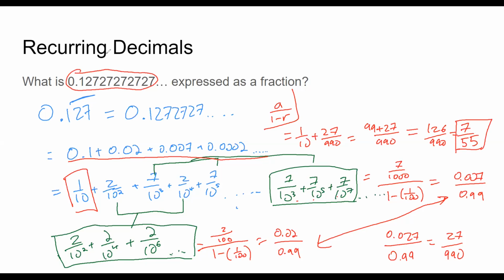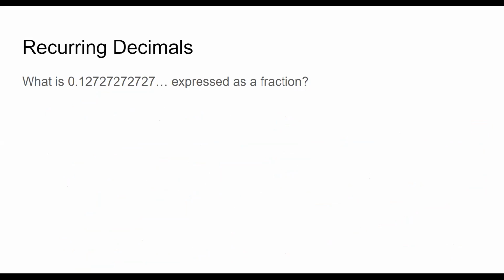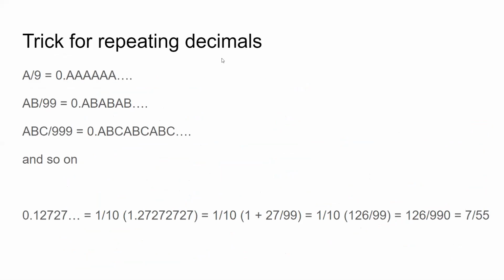So does anyone want me to review any part of that? Well, okay, clear then? And so that was kind of a long and tedious process, and it turns out we don't actually have to do any of it because there's a trick, but it's good to understand the process, so that's why I did it.